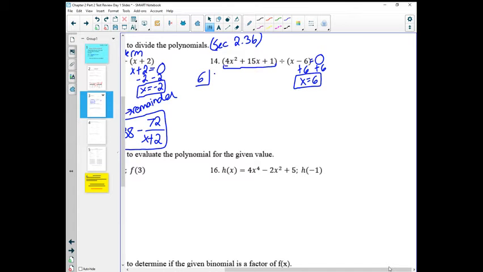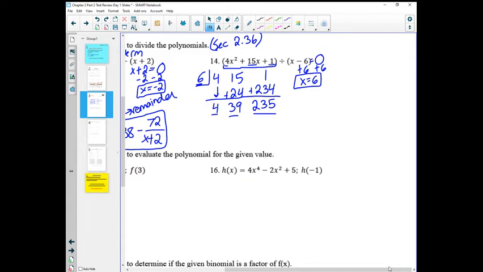The coefficients are 4, 15, and 1. Bring down the first term. Multiply 6 and 4, and that goes in the next column. 15 plus 24 is 39. Multiply 6 and 39. You can do this in the calculator. It's 234. Add those together is 235.